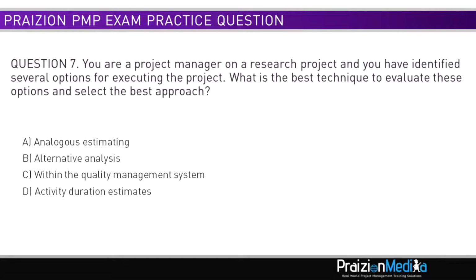Question 7. You are a project manager on a research project and you have identified several options for executing the project. What is the best technique to evaluate these options and select the best approach? A. Analogous estimating. B. Alternative analysis. C. Within the quality management system. D. Activity duration estimates.